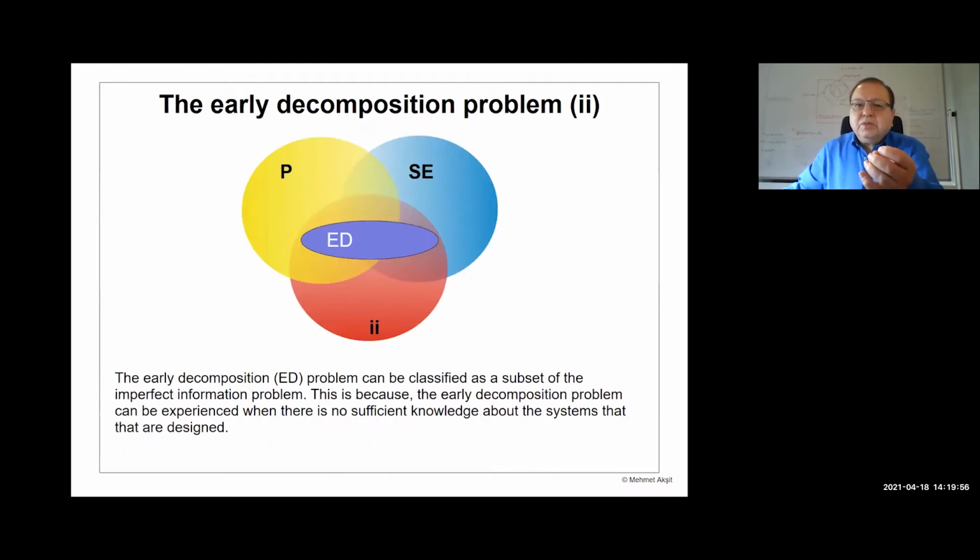The early decomposition problem can be classified as a subset of the imperfect information problem. This is because the early decomposition problem can be experienced when there is no sufficient knowledge about the systems that are designed. As we show here, this circle represents philosophy, software engineering, overlapping area, and then here we have the imperfect information problem area, and early decomposition is a subset of the imperfect information problem.